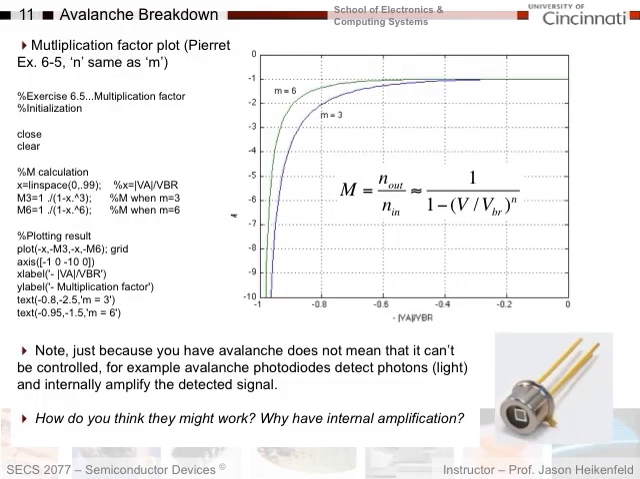Here's a nice multiplication plot that you can do in MATLAB. They're plotting it versus the breakdown voltage, and they're plotting it for a couple of values. I think this is actually for n equals 6 and n equals 3 here. One of the things I want to emphasize is that just because you have avalanche does not mean it can't be controlled. You can bias this such that you're all set up for avalanche, but it won't run away and turn into a puff of smoke.